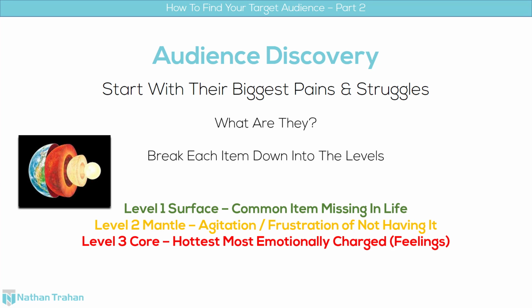So level 1 is the common item or thing that's missing in their life that they don't have, or it doesn't quite match up with their blueprint. And then level 2 is the agitation or frustration of not having it or not understanding how to get it. And then level 3 is the core. This is just the hottest, most emotionally charged area where their feelings come into play.